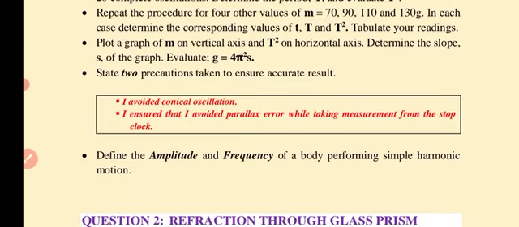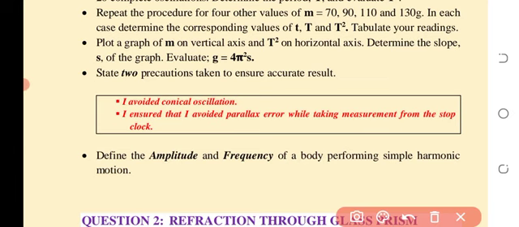In any simple harmonic motion experiment, you may state that you avoided conical oscillation. But one thing that is important in precaution, because precaution is a safety measure taken during your experiment, is that you are taking the safety measure, so you have to report it in the past tense. That's why you have it here as I avoided conical oscillation. You are not giving instruction. So while writing your precaution, please record it in form of what you did. I avoided conical oscillation, and this is a general precaution for all simple harmonic motion experiments.